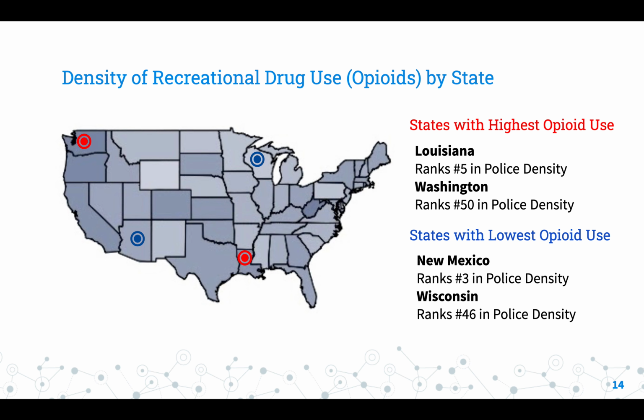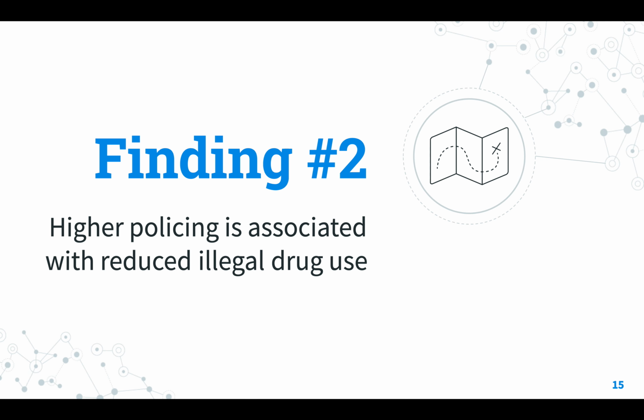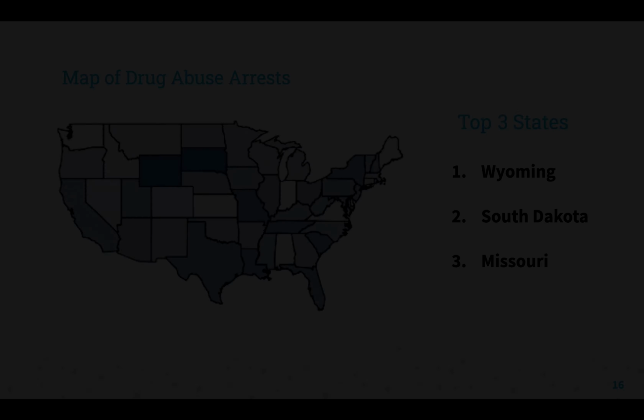The states with highest opioid use are Louisiana, which ranked number 5 in police density, and Washington, which was number 50 in police density. Now, our states with lowest opioid use were New Mexico, which ranked number 3 in police density, and Wisconsin, which ranked number 46 in police density. Finding number 2 was that higher policing is associated with reduced illegal drug use.